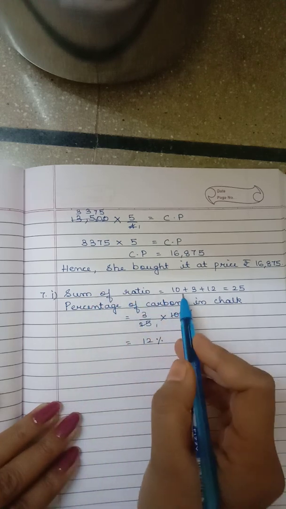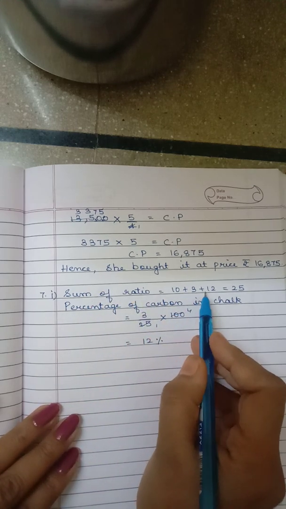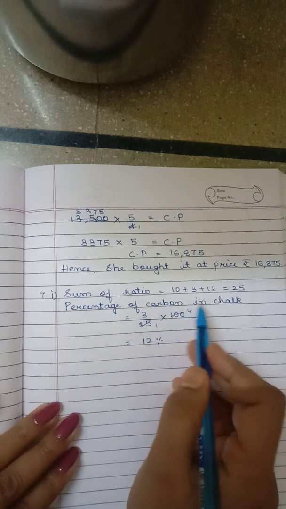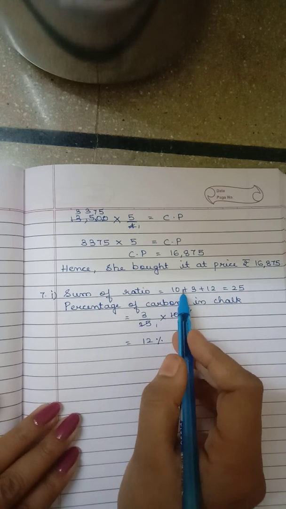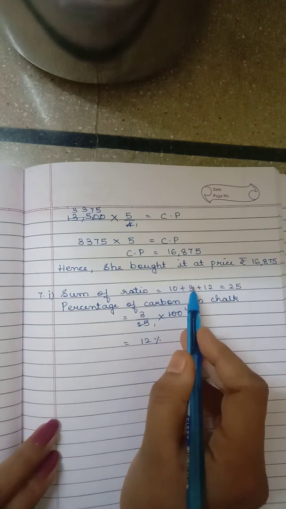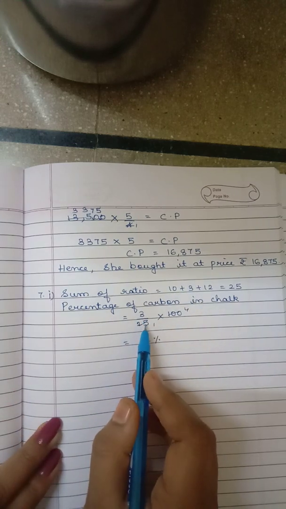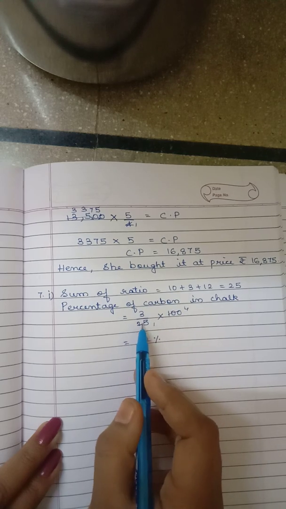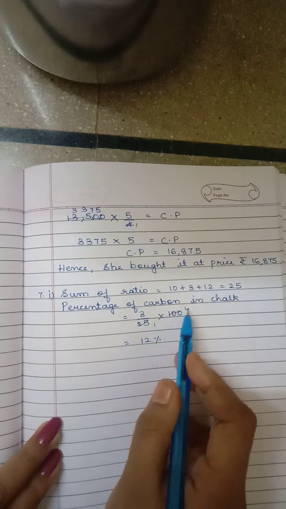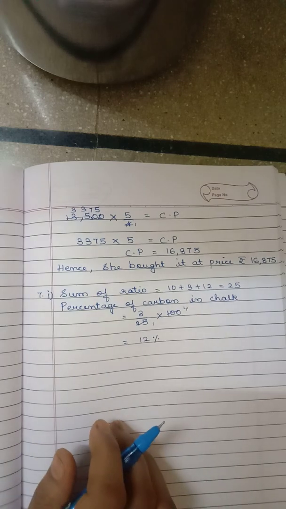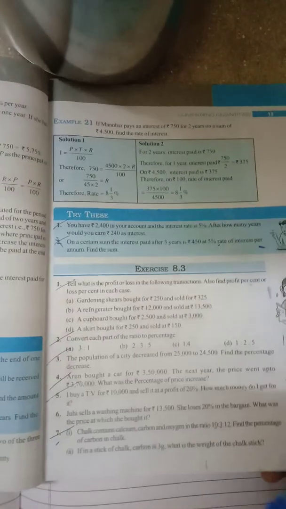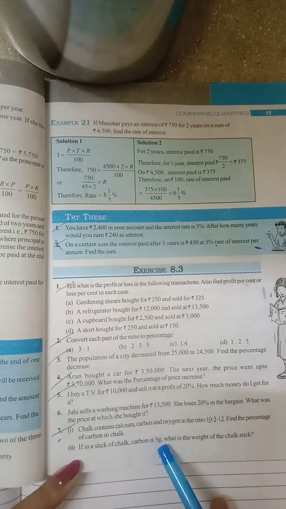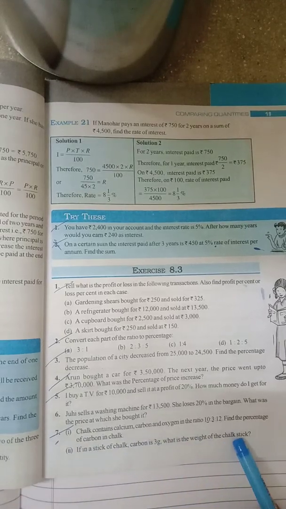So the sum of ratios: 10 is to 3 is to 12 they have given, so add it, you will get 25. Then the percentage of carbon in the chalk: as I have said, carbon is the second one and it corresponds to 3, so it is 3 by 25 into 100. Percentage means always into 100 out of the sum of the ratios, that is 25. If you simplify, you will get 12%. Now let's see the second part of this question. If in a stick of chalk, carbon is 3 gram, what is the weight of the chalk stick?